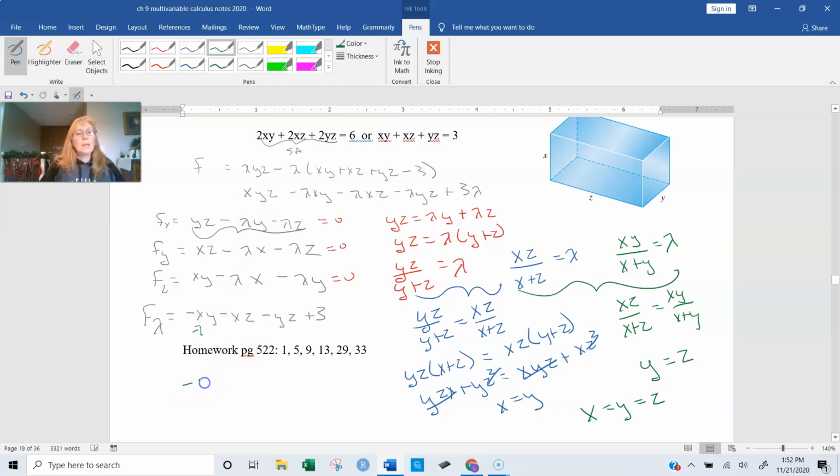So I'll have minus, let's just use x's, x squared, minus another x squared, minus another x squared, and I'm going to subtract the 3, equals a negative 3. So this is a negative 3x squared equals negative 3. x squared equals 1. So x equals 1. Has to be positive because it's area. Well, if x equals 1, y equals 1, and z equals 1, since they're all three the same, and our answer is 1, 1, 1.